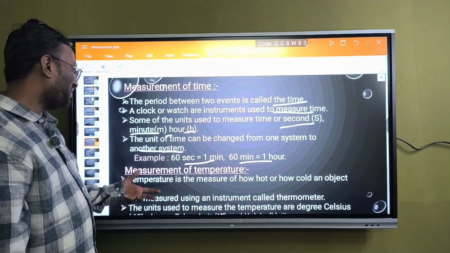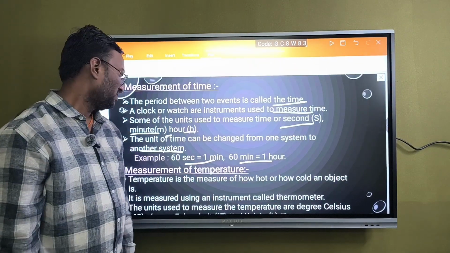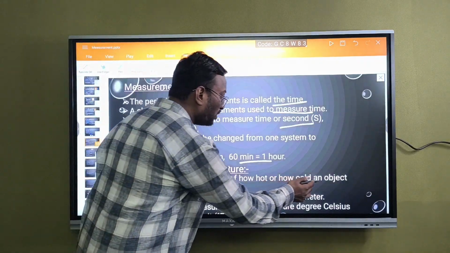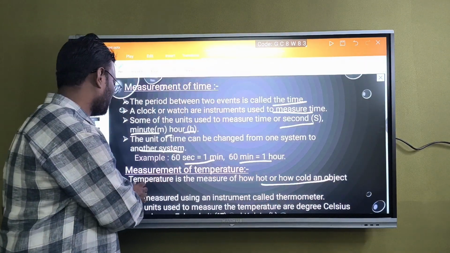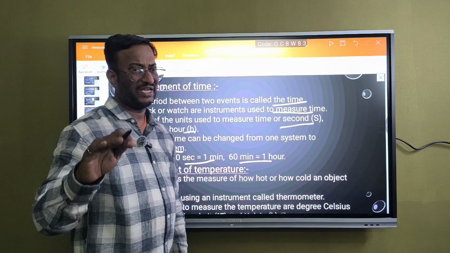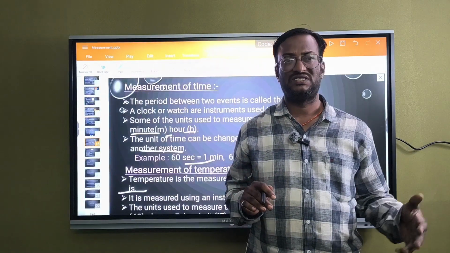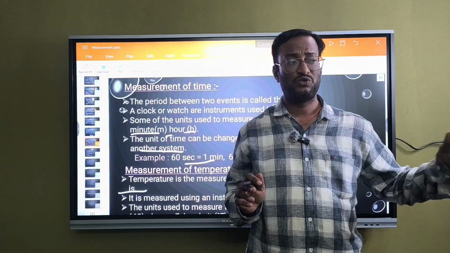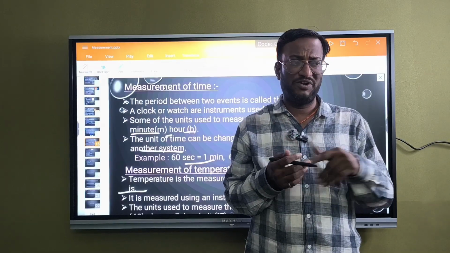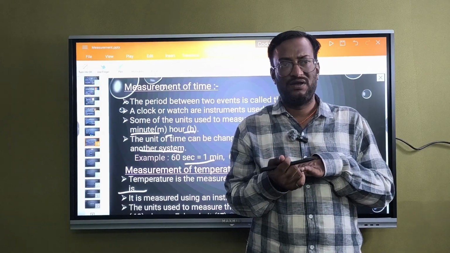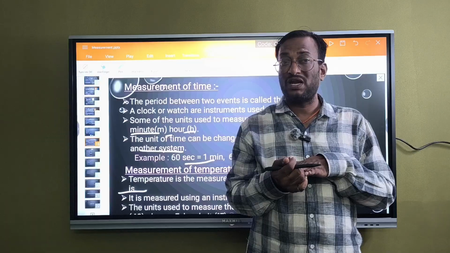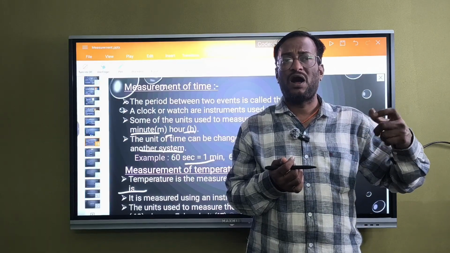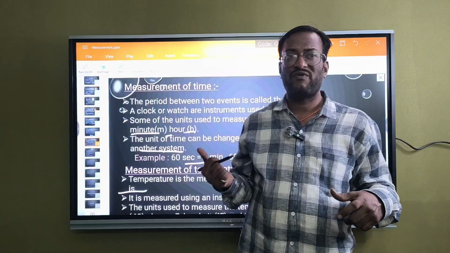Alright. Measurement of temperature. The temperature is a measure of how hot or how cold an object is. If you touch an object, we just feel how hot it is. If we touch with our hand, oh, it is hot. If it is too hot, we will remove the hand. If it is too cold also, we will remove the hand. But we cannot say the number. In order to give a quantity for that hotness or coldness, we require a unit.